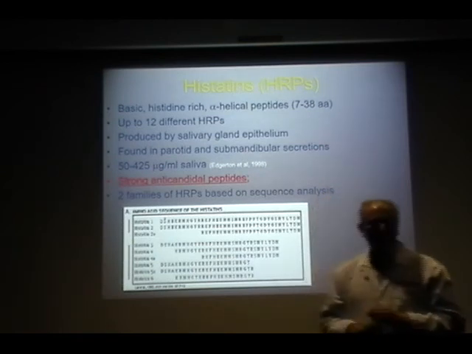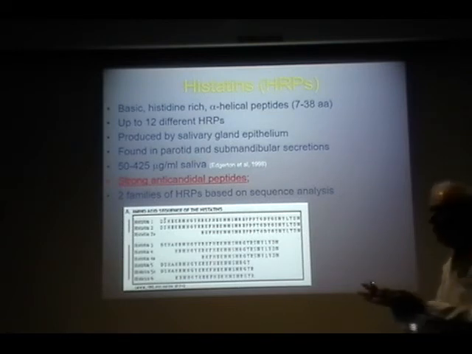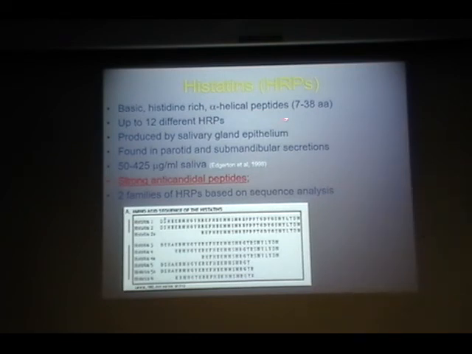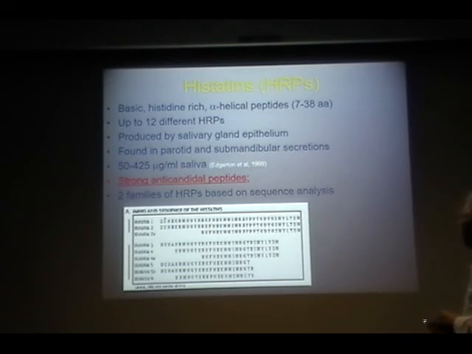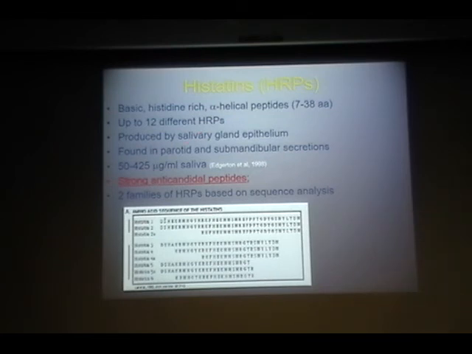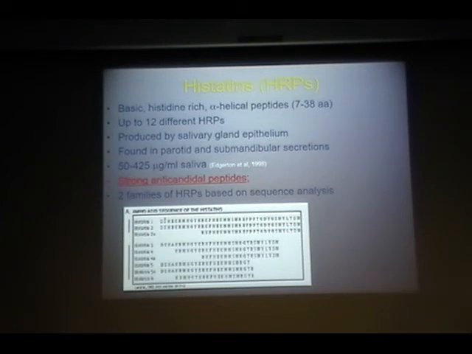Why is this important and what are they? Histatins essentially come from the word histidine. They're histidine-rich, alpha helical peptides. This is the range of amino acids that these molecules make. There are two families based on their sequences. They're produced by salivary gland epithelium, found in acini from the parotid glands and the submandibular. This is the normal amount in a healthy individual on a microgram per ml of saliva basis. Strong anti-candidal peptides. Their activity is to neutralize candida.